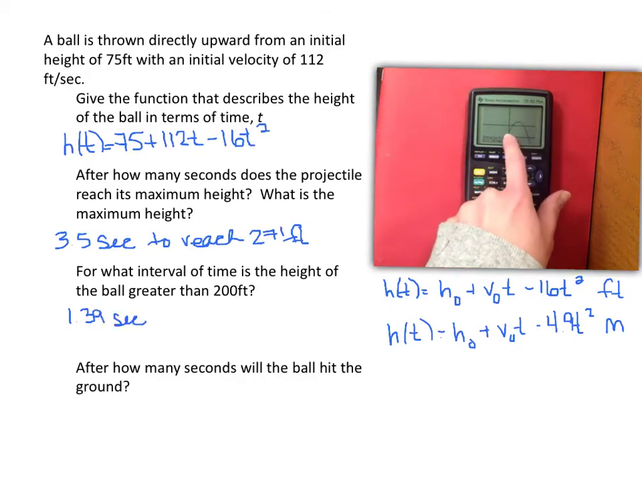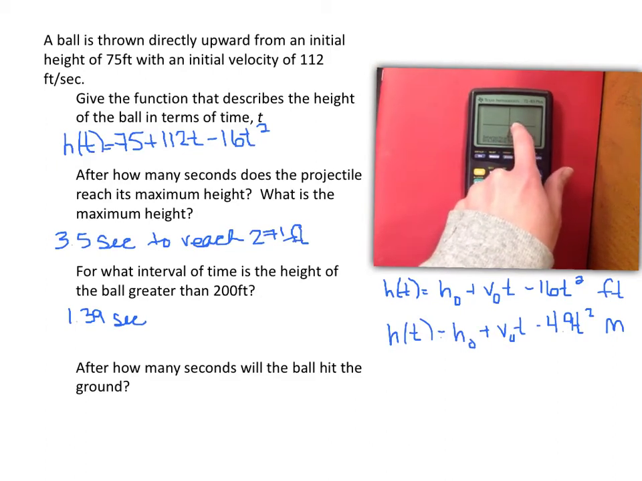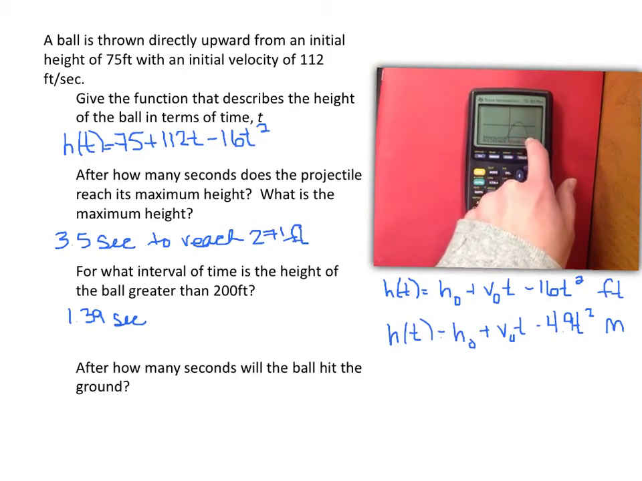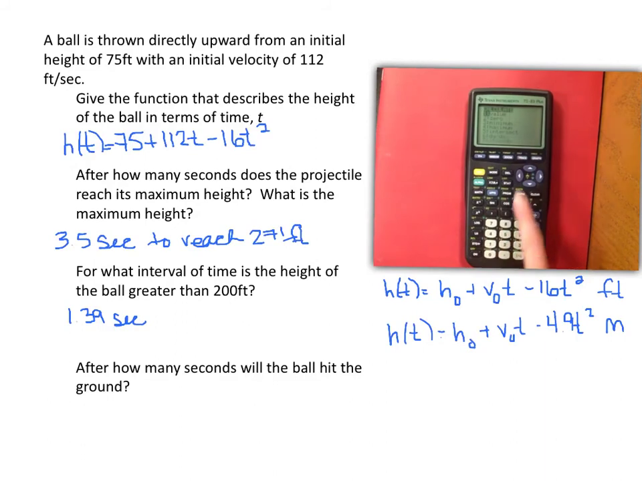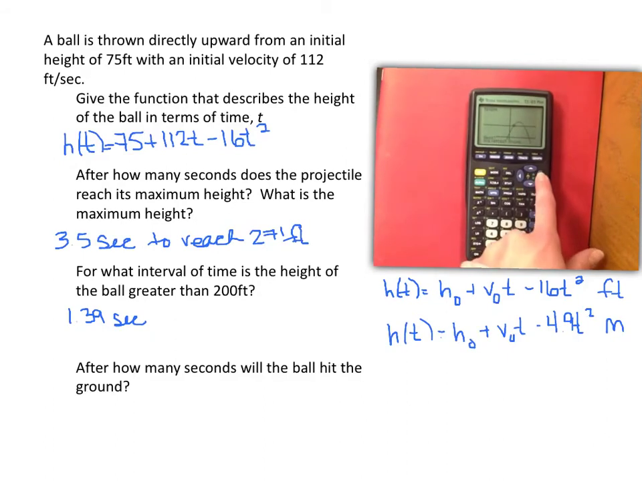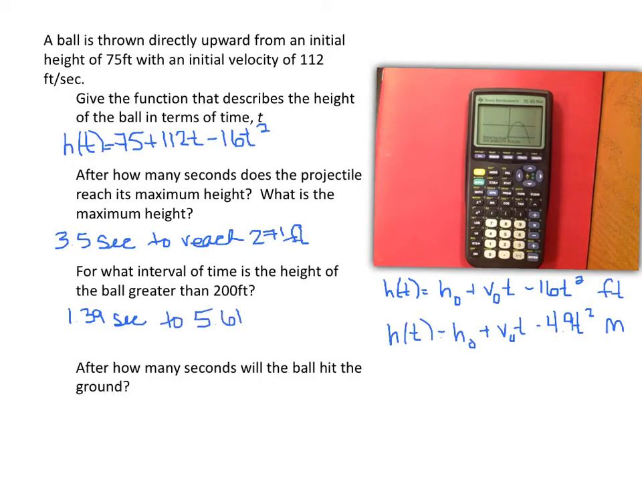And then I have to do it again, because remember, the ball will go from 75 feet all the way up to 271, and then it will come back down. So it's above 200 right up in here. So I need to find this point as well. I want number 5, the intersection, first curve, second curve. For my guess, I need to move it over to that other intersection point. And I have 5.61. So for what interval of time? Well, from 1.39 seconds to 5.61 seconds after it's launched, it's more than 200 feet.